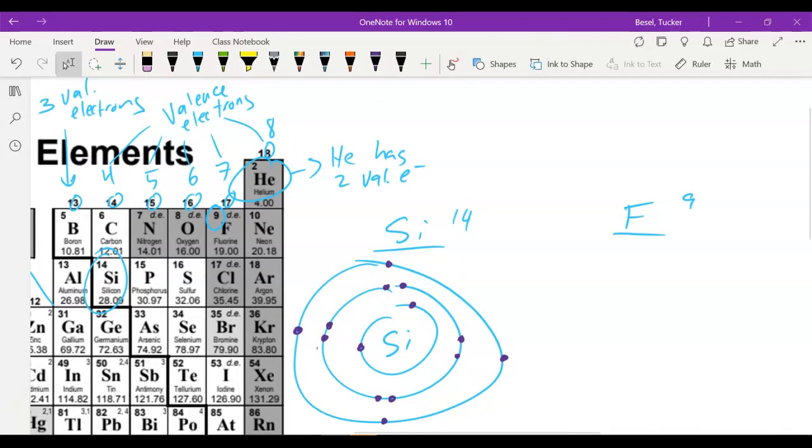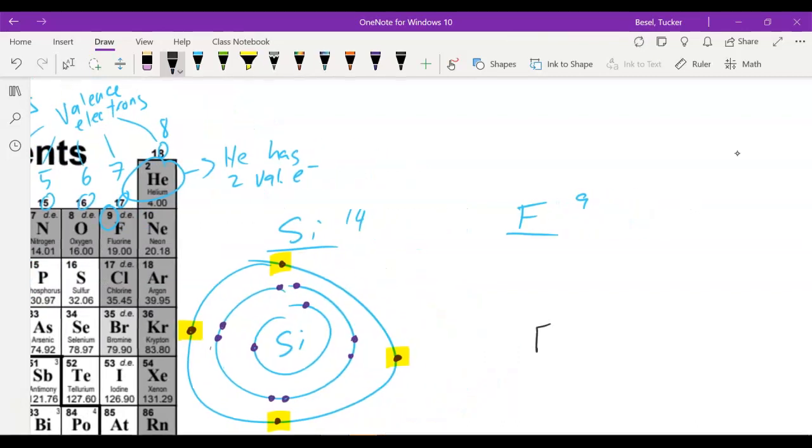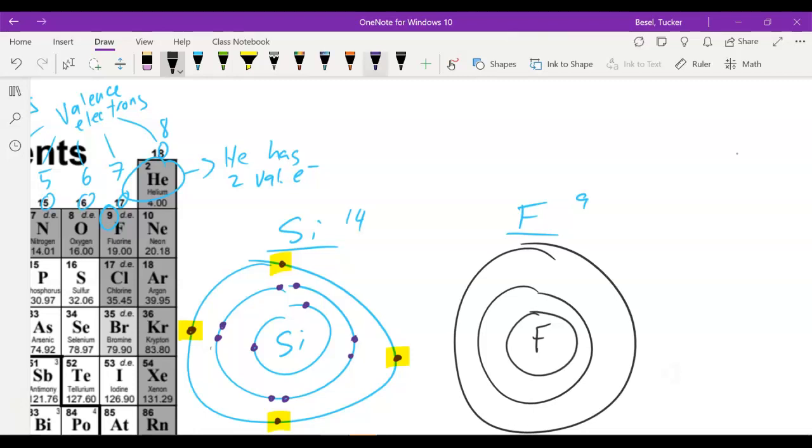And going off of what I had just written over here, I predicted that I would have 4 for silicon because it's in column 14. And sure enough, 1, 2, 3, 4. Look at that. All right, now let's do the last one. So fluorine has 9, so I'm going to say F in the middle, and then do my energy levels going out from there. I've got my 1, 2, I go to the next one, 3, 4, 5, 6, 7, 8, 9. So I've got to my total here.